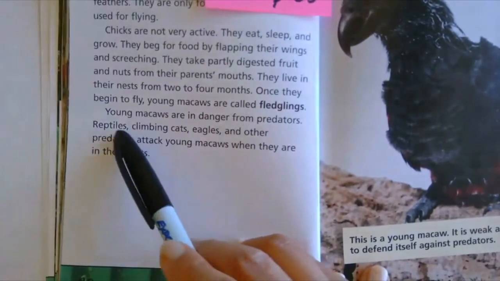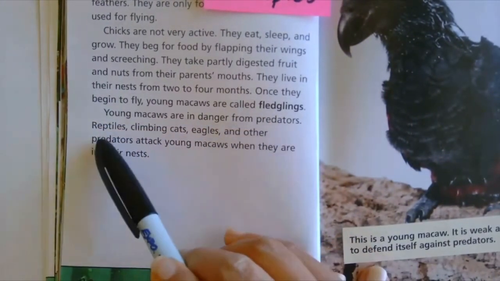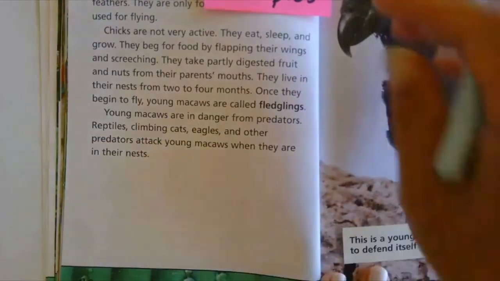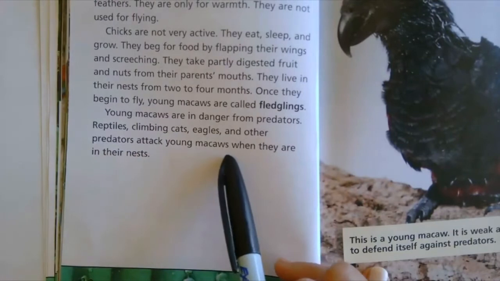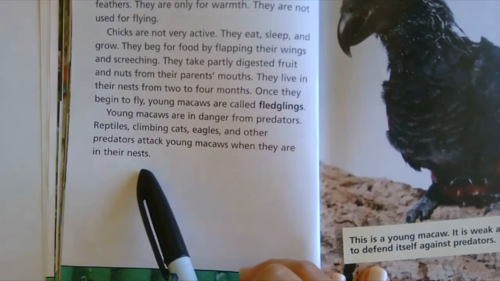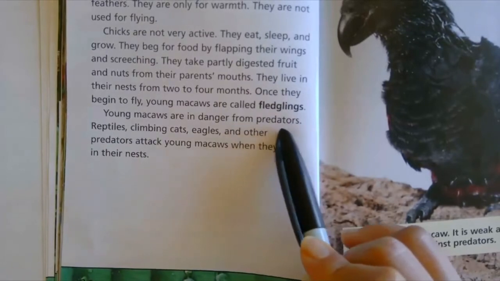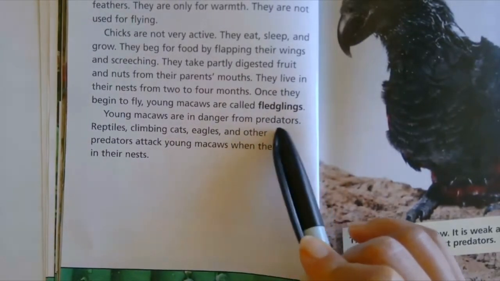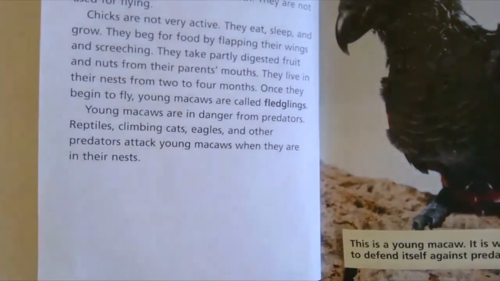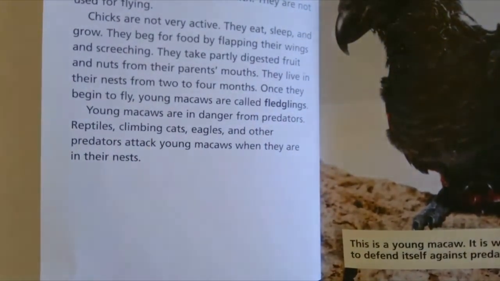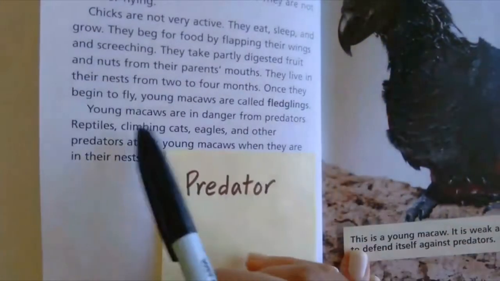Let's go to the next paragraph. Young macaws are in danger from predators. Reptiles, climbing cats, eagles, and other predators attack young macaws when they are in their nests. Once again, I'm going to go back. I see another unknown word, a word that I do not know, predators. So I'm going to take a closer look one more time. Predators. So I'm going to go back and reread.